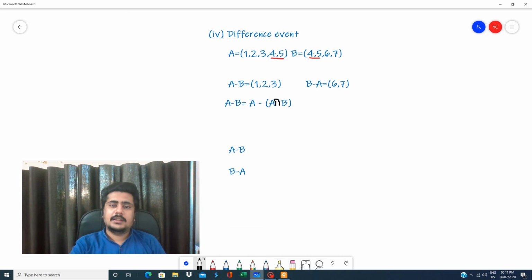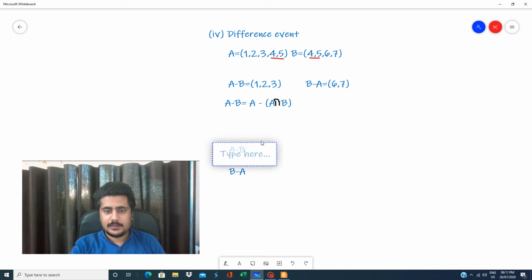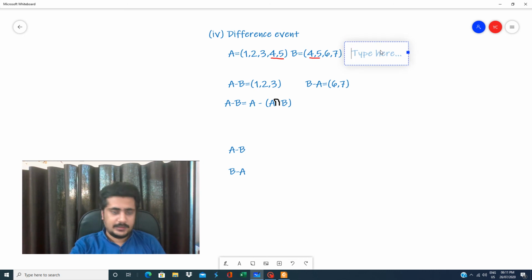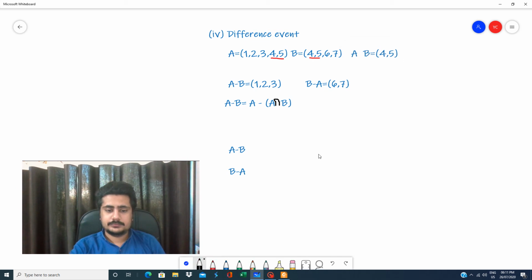It is A minus A intersection B. You can see here that in the sum given, what is A intersection B? A intersection B means common. So 4 and 5 is common. Okay, in A intersection B, 4 and 5 is common. So from A you have subtracted 4 and 5. This 4 and 5 is the intersection. So if you subtract A intersection B from A, you will be getting A minus B.